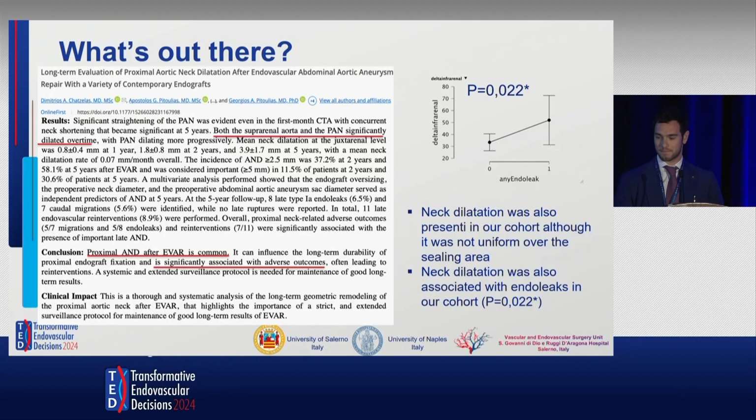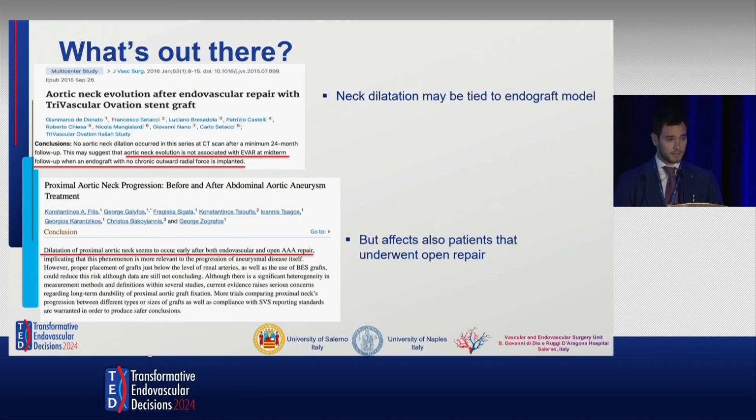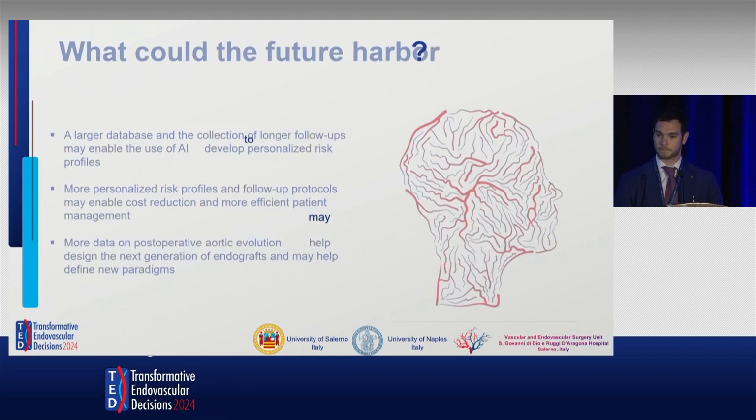It is well known that the aortic neck is evolving and that this correlates with endoleaks, and so it is in our study. Neck dilation may be tied to endograft model, as we saw with polymer technology. It's different, but we need to keep in mind that it affects also patients that undergo open repair. So maybe it is something that we just cannot avoid.